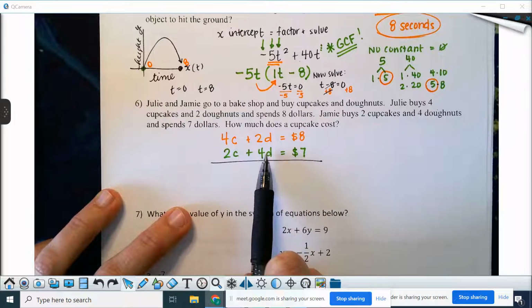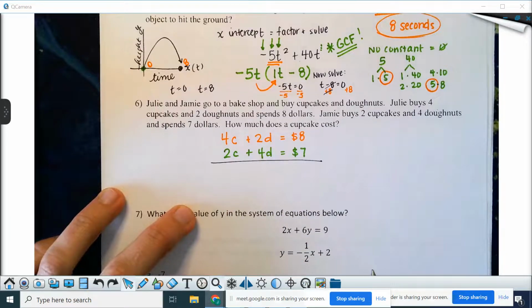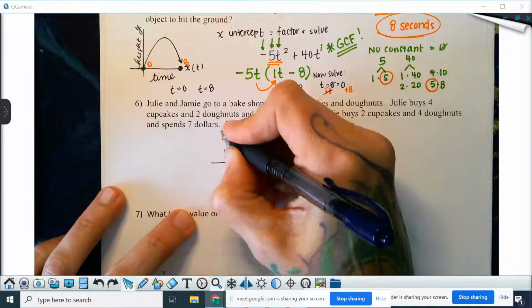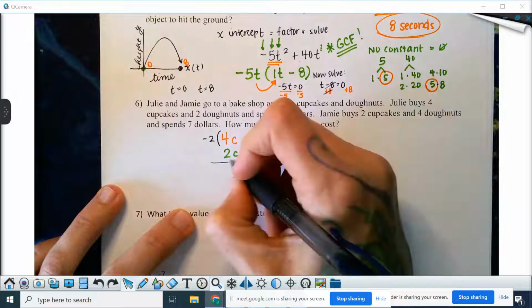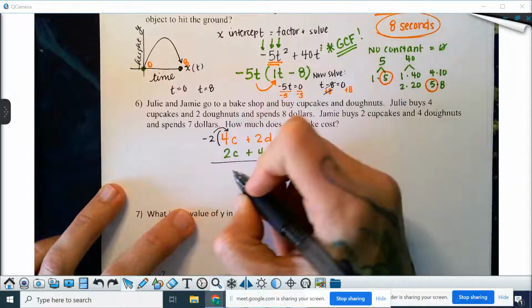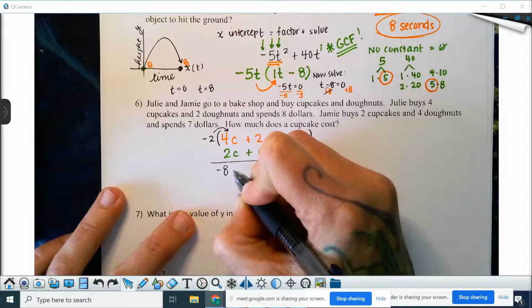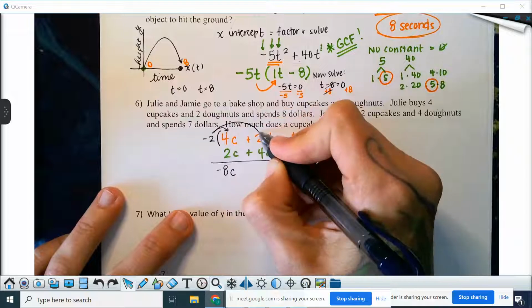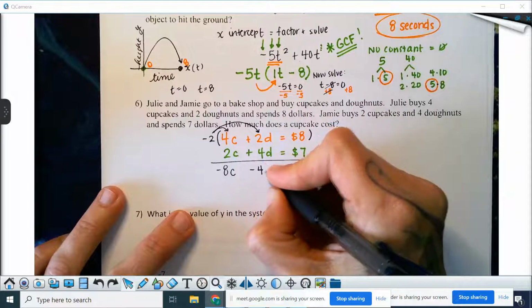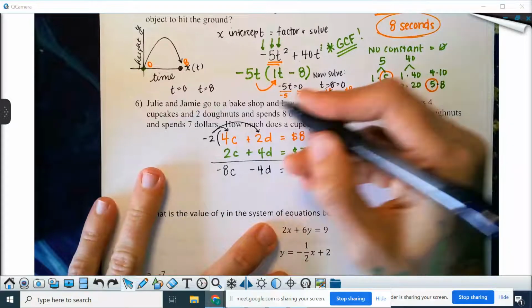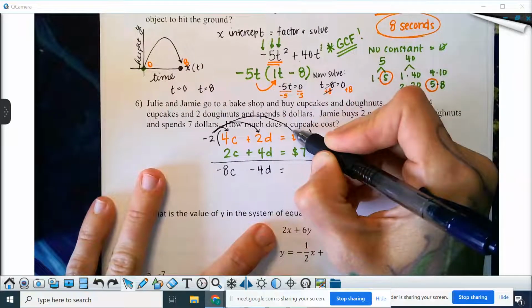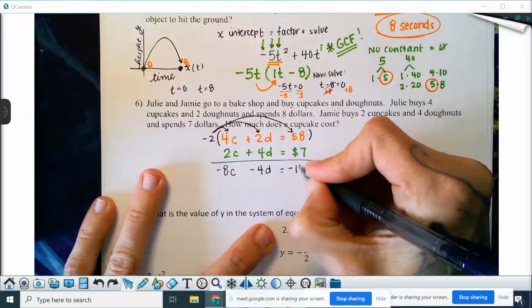It'd be pretty easy to make 2 into a 4, right? What would I multiply 2 by to make it into a 4? Yep. And I would like them to be negative or opposites, because that way something will cross out. So negative 2 times 4c is going to give me a negative 8c. Negative 2 times 2d is going to give me a negative 4d, which is perfect because I have 4, 4, and one's opposite. And then negative 2 times that 8 is going to give me a negative 16.